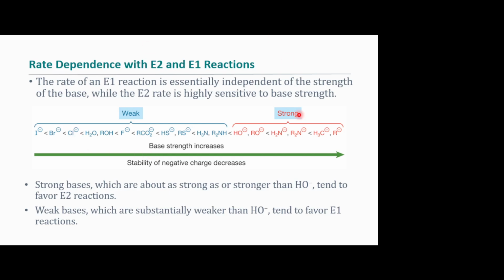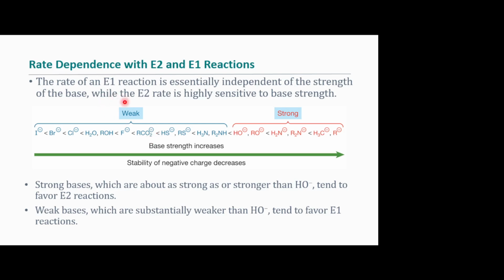Okay, so let's talk about the base strength and the E2 versus the E1 reactions. So the rate of your E1 reaction is essentially, again, independent of the strength of your base. Once you generate a carbocation, it doesn't really matter how strong your base is, you're just so high energy already. That activation energy just can't get much higher after you made that carbocation.